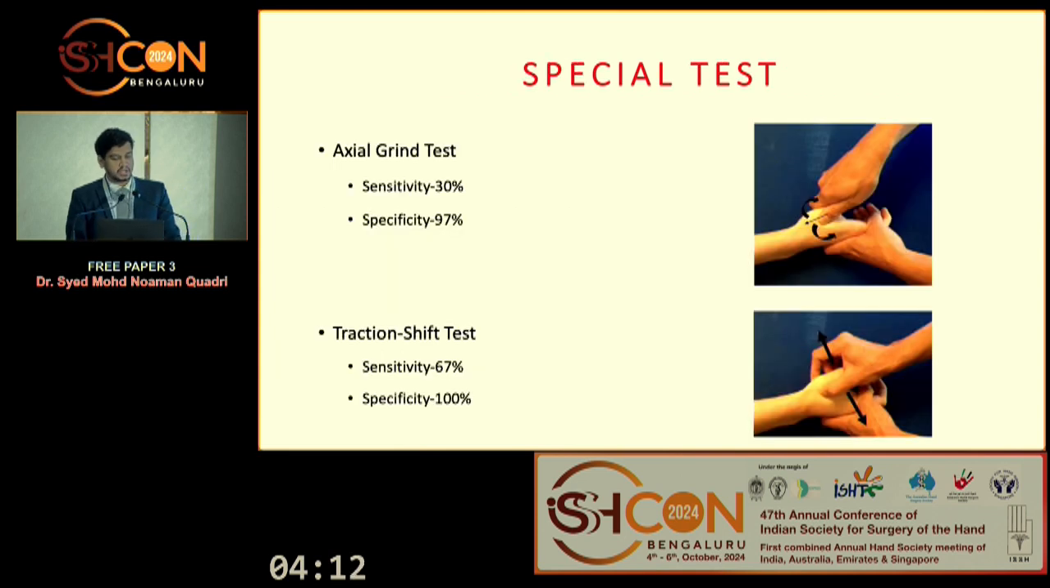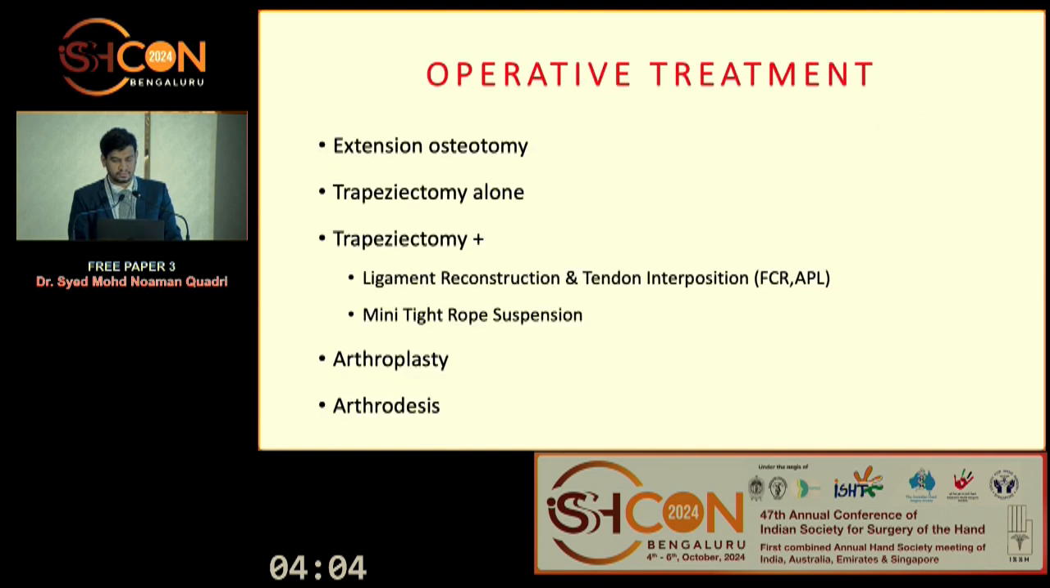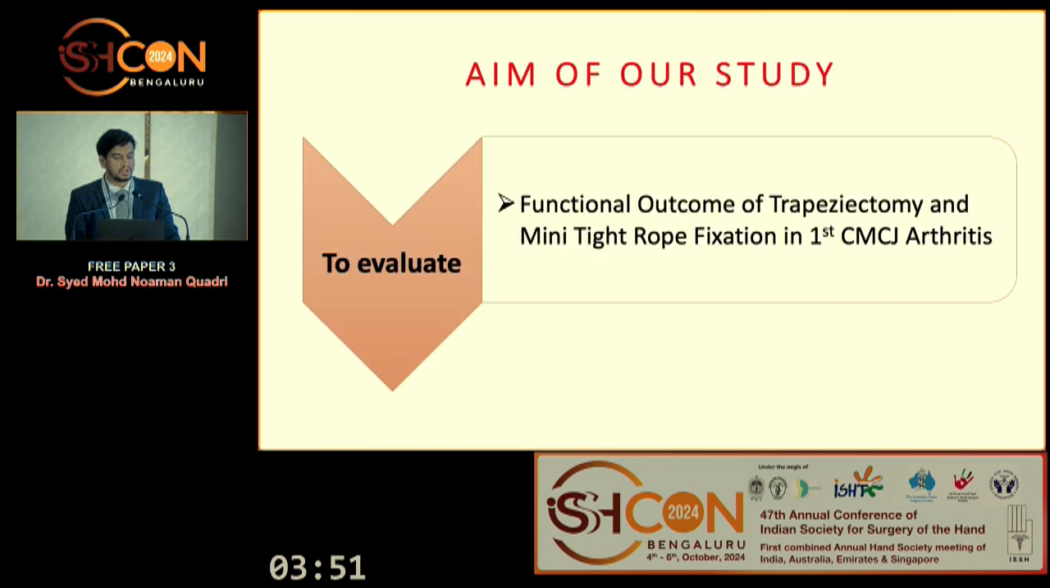A few tests: the axial grind test and the traction shift test. The traction shift test has high sensitivity and specificity. Here we have various operative treatment modalities starting from extension osteotomy to arthroplasty and arthrodesis. But here we are discussing only trapeziectomy with mini tightrope fixation. The aim of our study is to evaluate functional outcome.